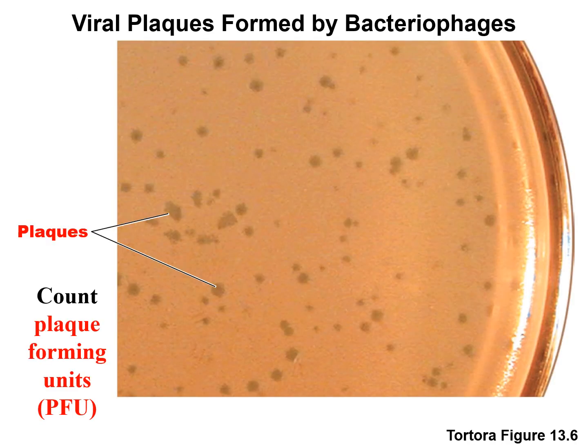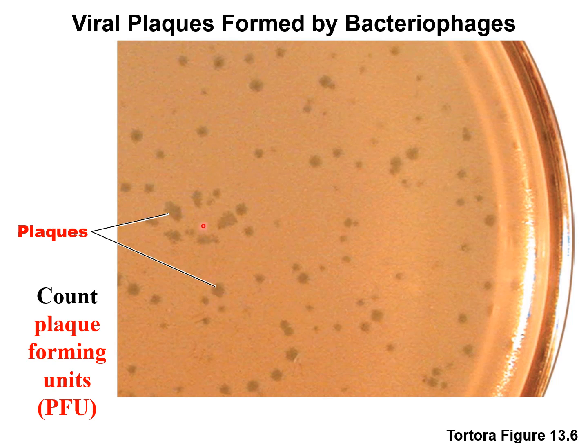So here's a viral culture. This one is for bacteriophages. So we have some bacteria growing in our petri dish here. And we've put the bacteriophages into the culture media, and they've infected the bacterial cells and killed some of the bacteria here. And you can see those clear areas where the bacteria have been killed.